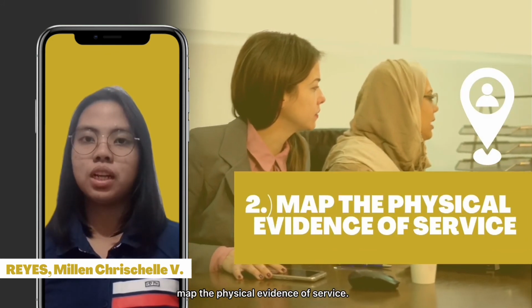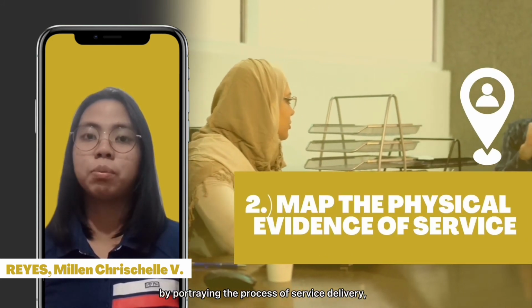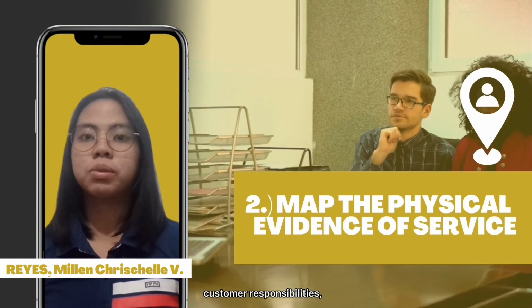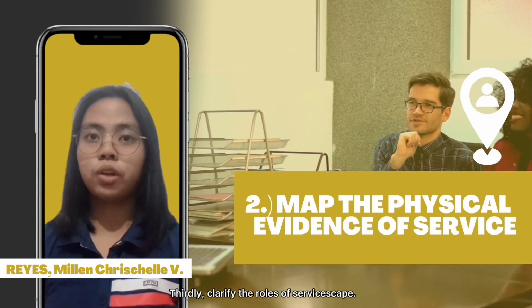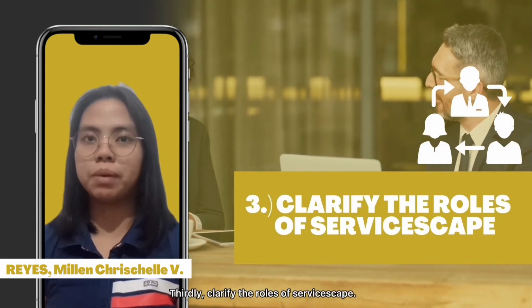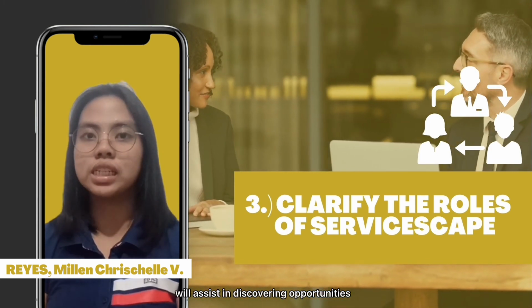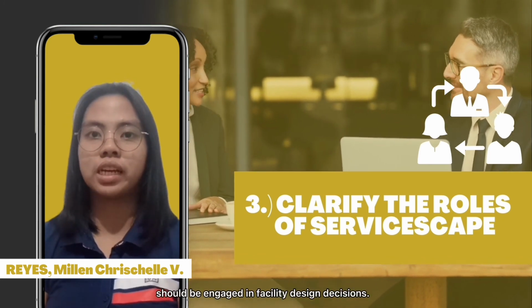Secondly, map the physical evidence of service. A service map visually depicts the service by portraying the process of service delivery, points of customer interaction, customer responsibilities, and visible parts of the service all at the same time. Thirdly, clarify the roles of Servicescape. Specifying the functions of the Servicescape in a specific context will assist in discovering opportunities and determining who should be engaged in facility design decisions.